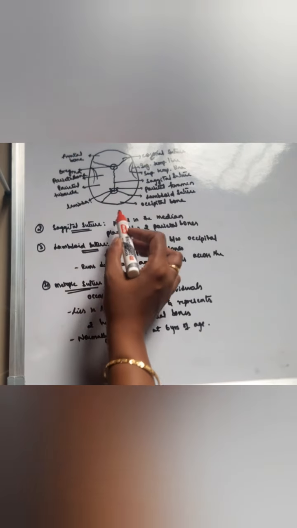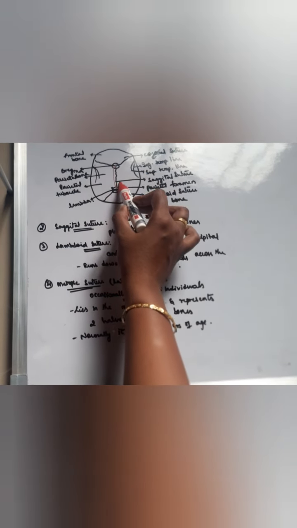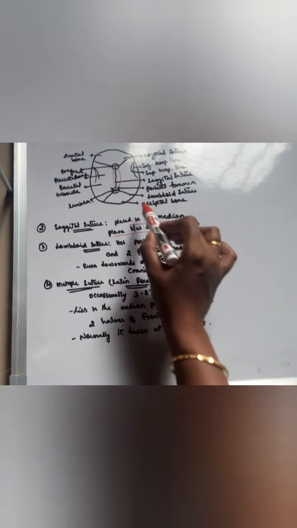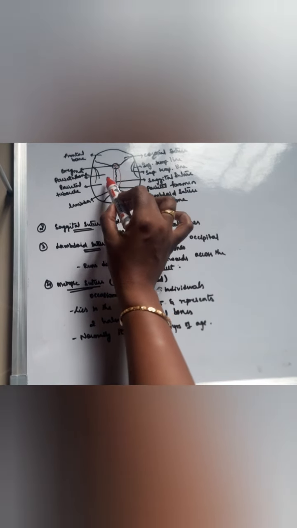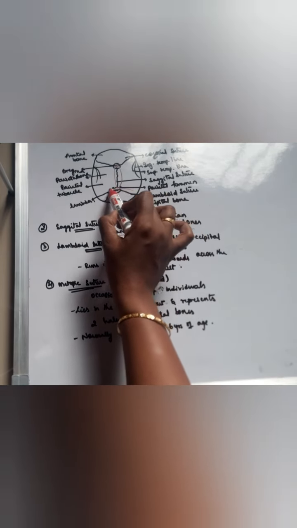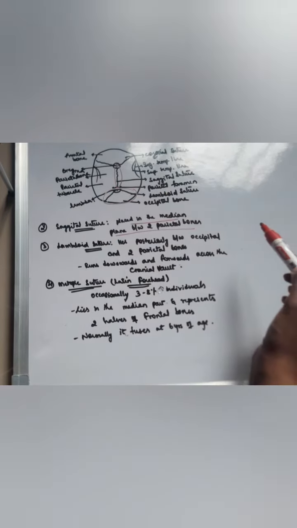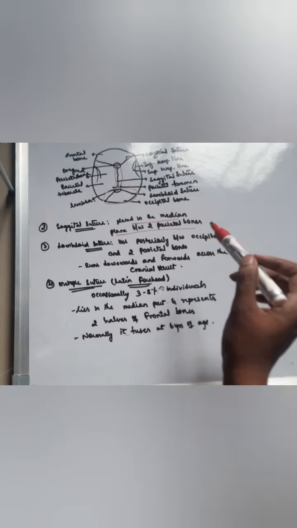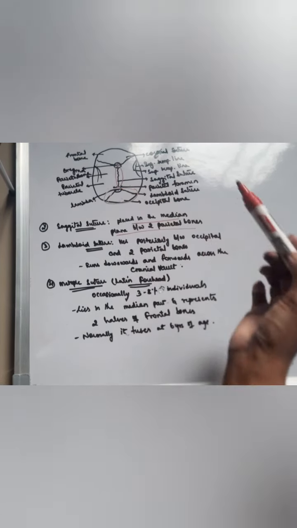Second is the sagittal suture. This sagittal suture is placed in the median plane between two parietal bones. This is present in the middle plane between the two parietal bones. Lambdoid suture. This lambdoid suture lies posteriorly between the occipital bone and the two parietal bones, and this runs downwards and forwards across the cranial vault.